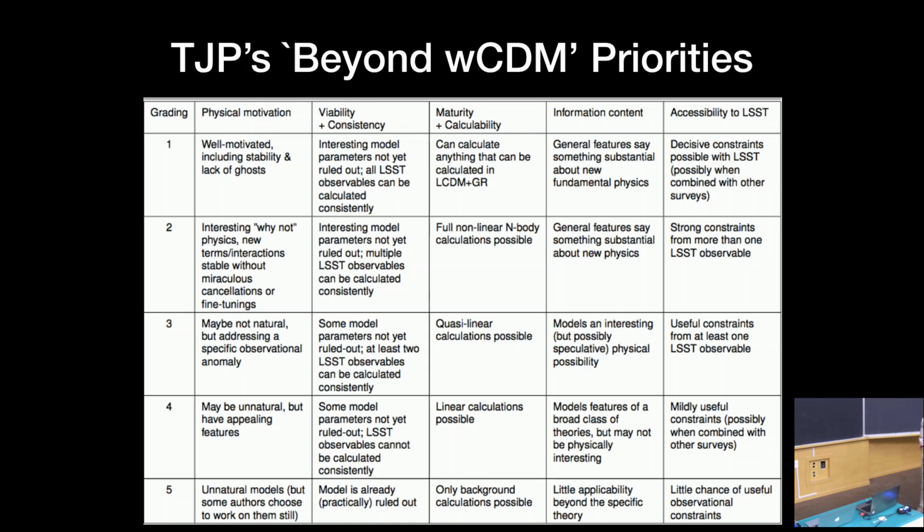Okay, so there's a lot of text on this slide, so please don't try and read it all. You just need to look at the top line here, which are the 5 categories we are trying to score models against. We ranked them 1 to 5, where 1 is the best and 5 is the worst. So first of all, the physical motivation of a theory. Is there some nice fundamental physics story we can tell about why these kinds of modifications should exist?